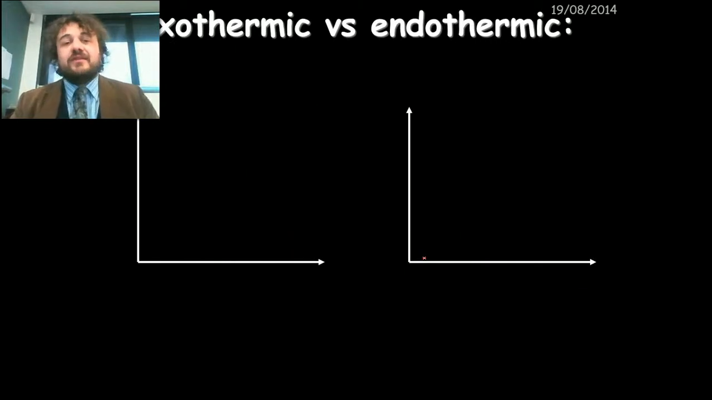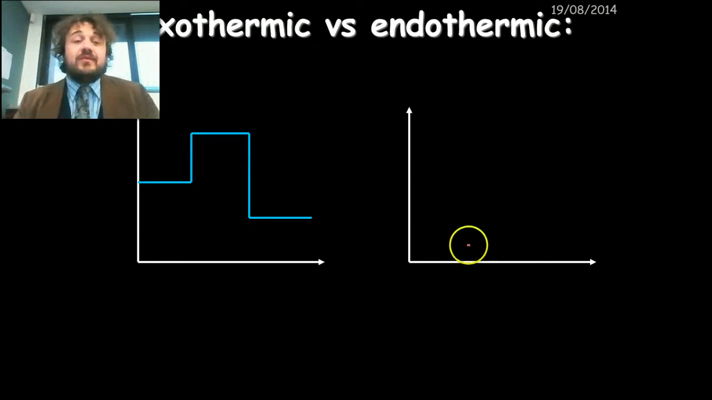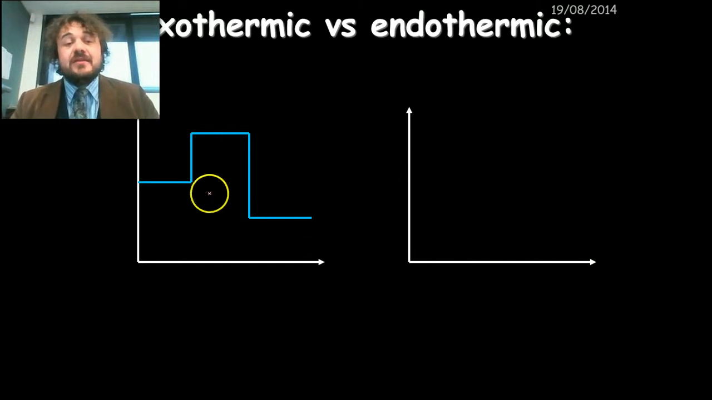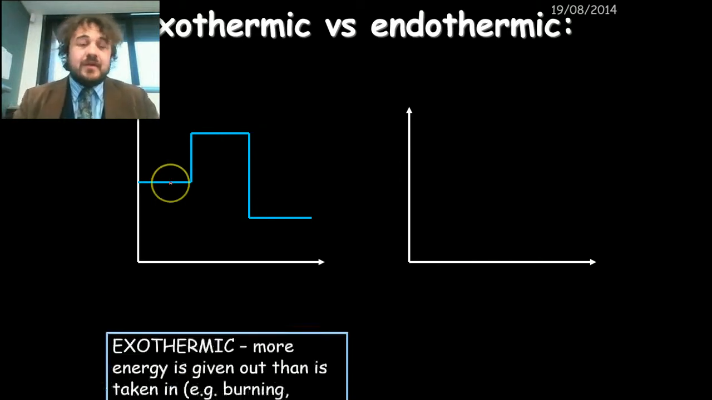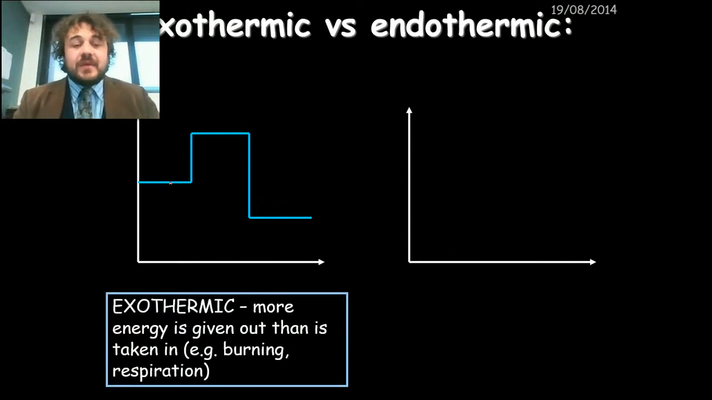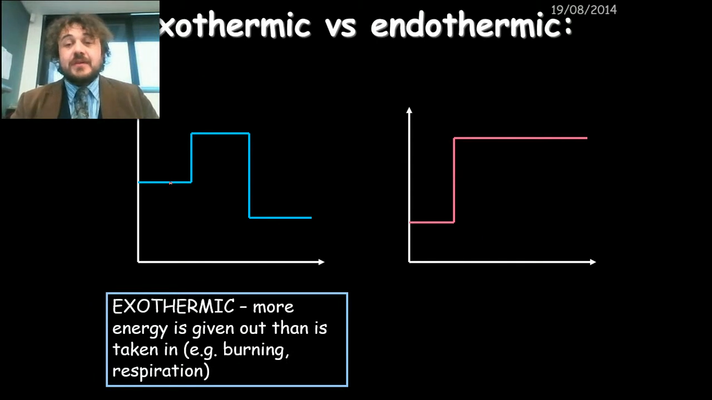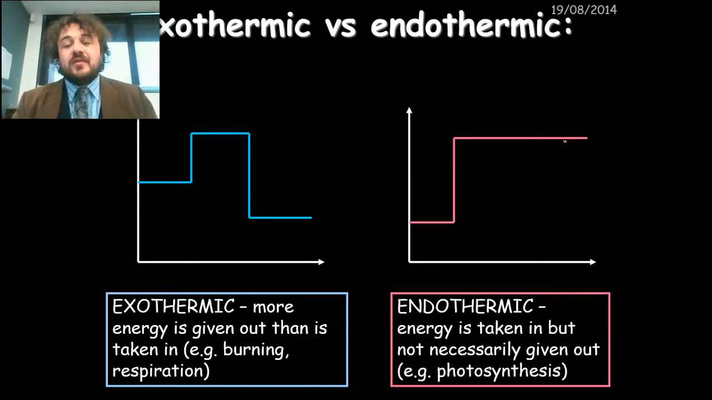Alright, so exothermic versus endothermic. Basically, an exothermic reaction is one where there is less energy at the end than there is at the beginning. Okay, so more energy is given out than is taken in. An endothermic one has a reaction that goes along and absorbs energy in. So more is taken in than is given out.